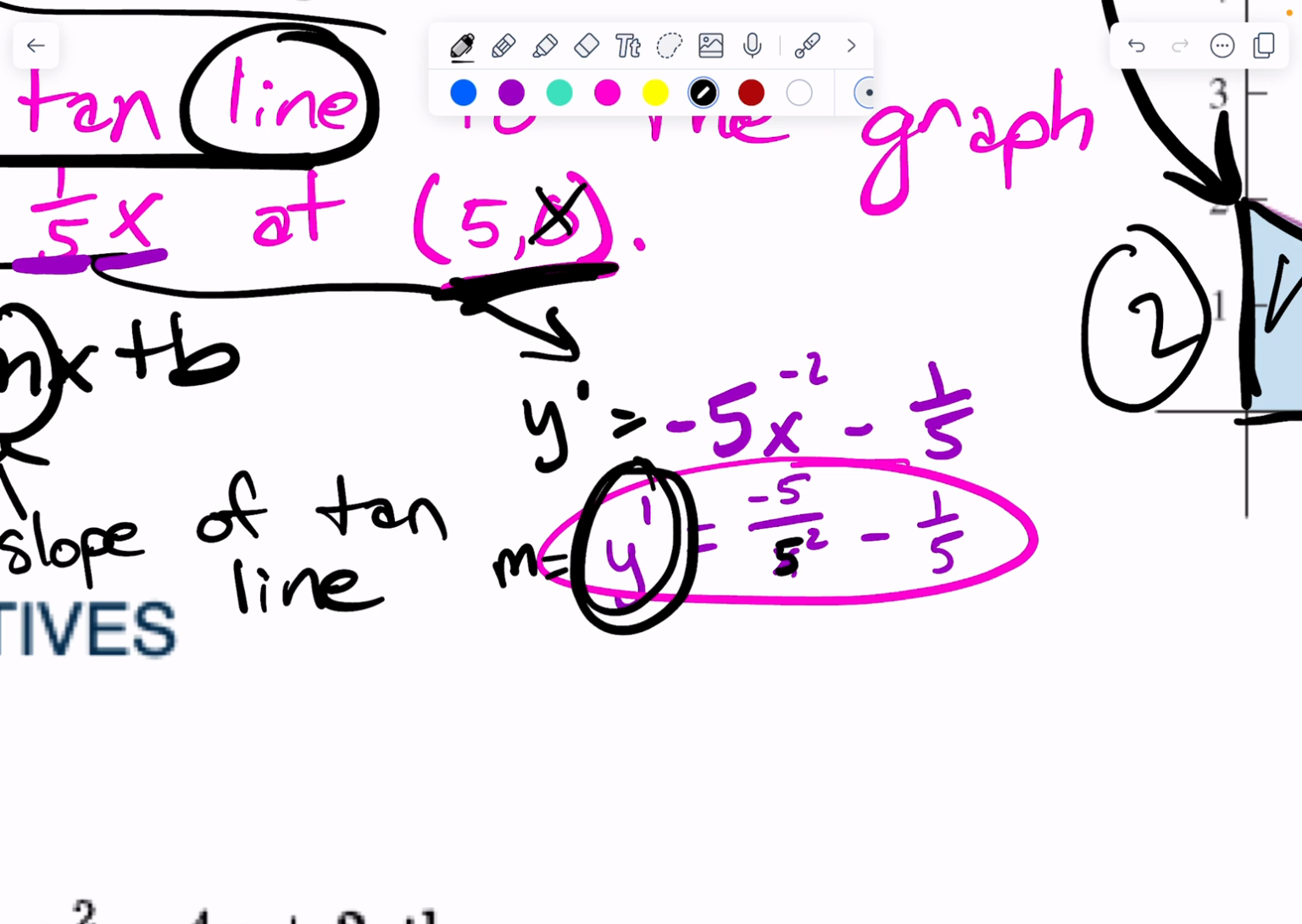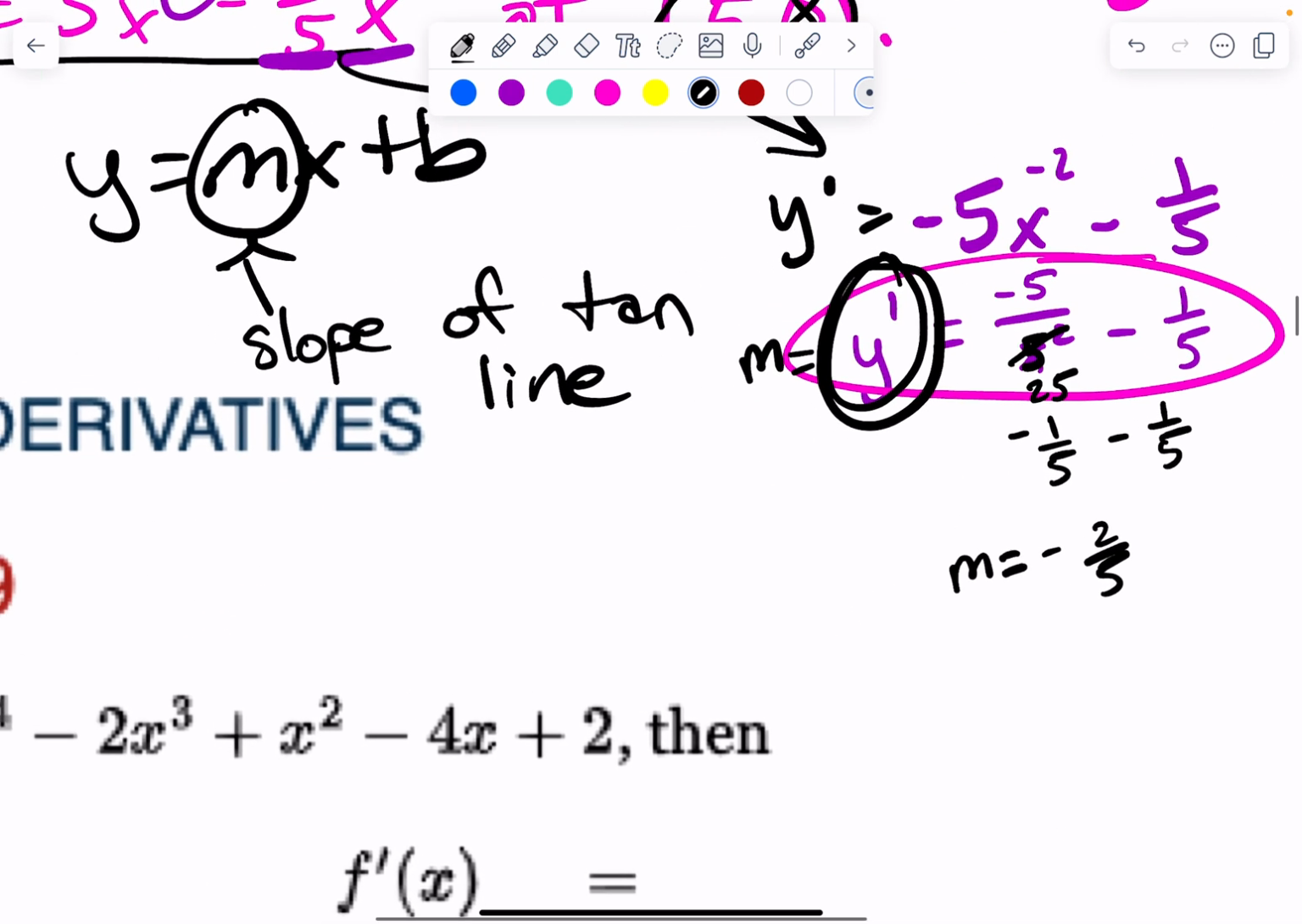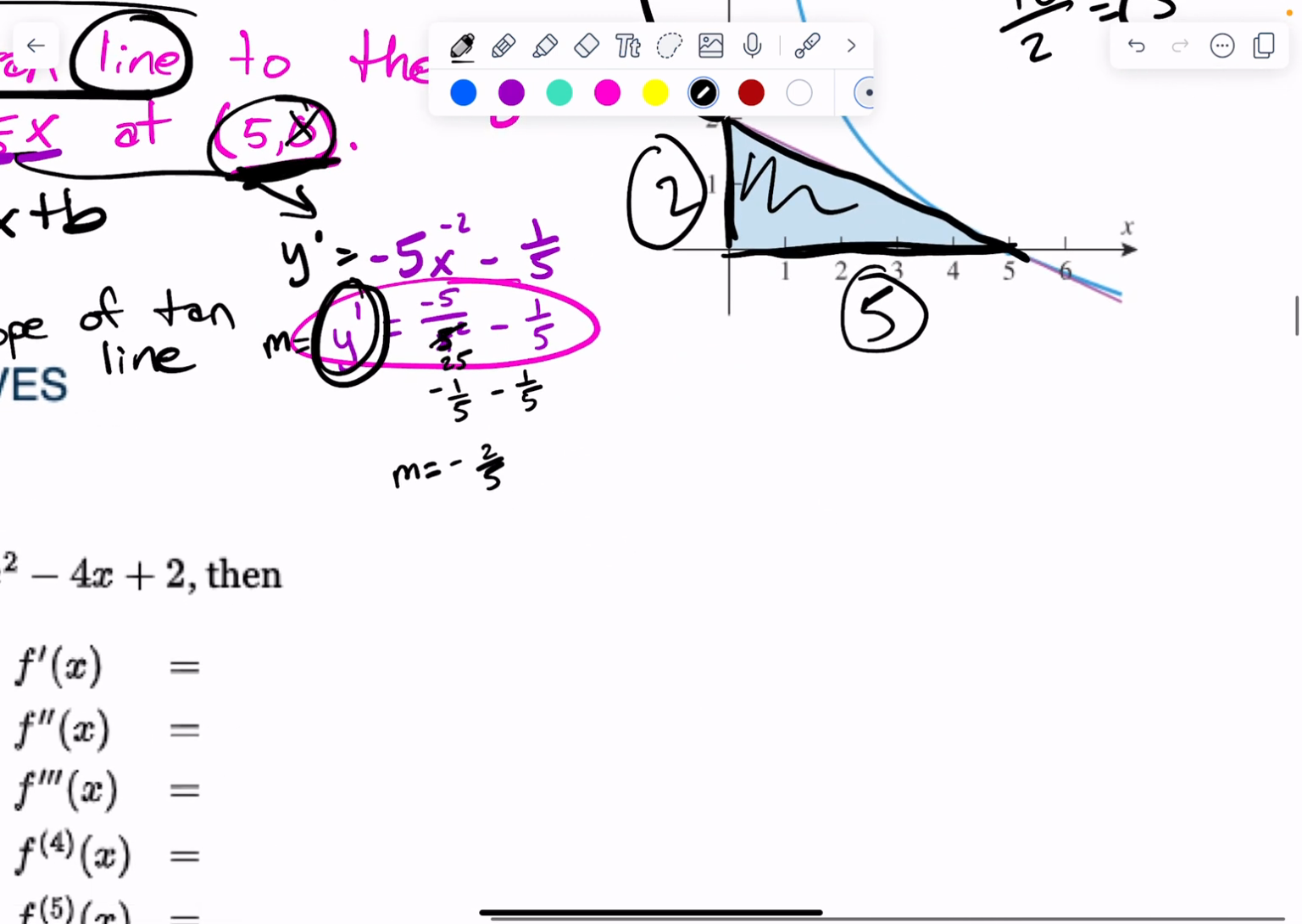So I've got 5 squared on the bottom, which is 25. Negative 5 over 25, that reduces to 1/5. So I have negative 1/5 minus another 1/5, right? Which is negative 2/5, right? You're just adding those together. That is what my m is. That is what my derivative is at the point (5, 0), right? Negative 2/5.